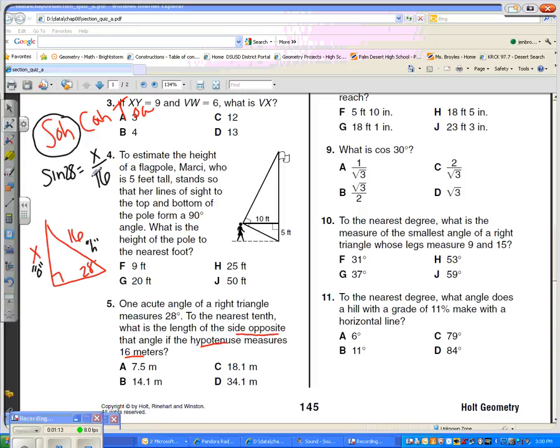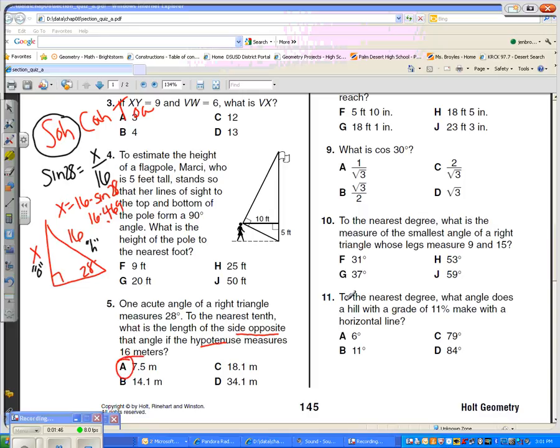When the number is on the bottom, or when the variable is on the top, you have to think, well, the opposite of dividing by 16 is multiplying by 16. So literally in your calculator, you put a 16 times sine 28. Or if you look at your trig chart, you know that sine 28 is 0.469. So 16 times 0.469, and you're going to get 7.5 about. Okay, so that's how you do the first problem.